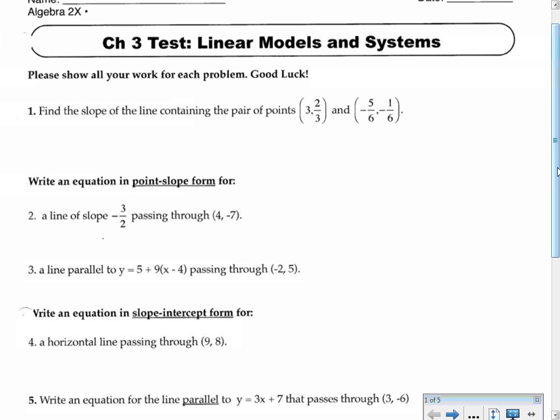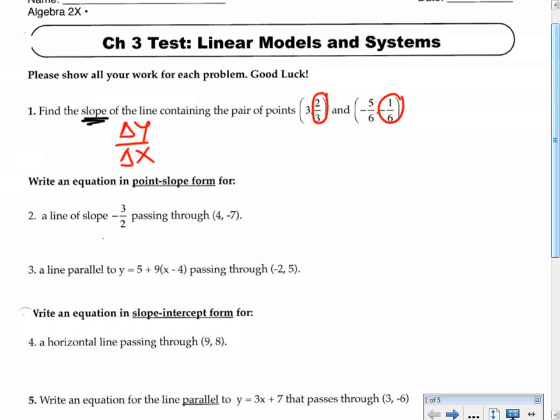Number one, this chapter is talking about slope, right? And the slope is a change in y over change in x. So that's what they want. You got a pair of points here, and we just have to be careful. This question has more to do with manipulation of fractions than anything else.